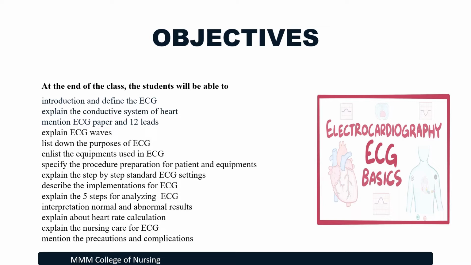system of heart, ECG paper and 12 leads, ECG waves, what are the purposes of ECG, equipment used in ECG, procedure preparation for patient and equipments, and how to do step-by-step standard ECG settings, implementation for ECG, 5 steps for analyzing ECG, and interpretation of normal and abnormal results, and how to calculate the ECG and heart rate calculation, nursing care for ECG handling, and precautions and complications.